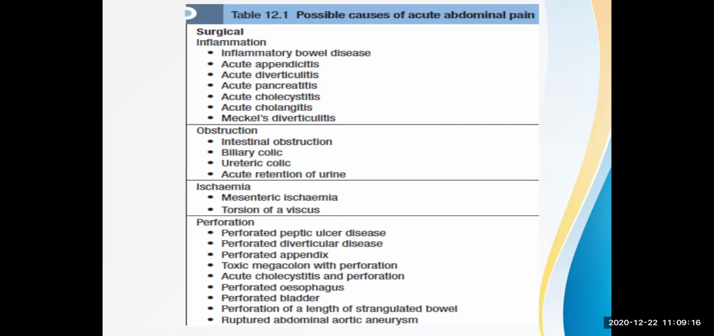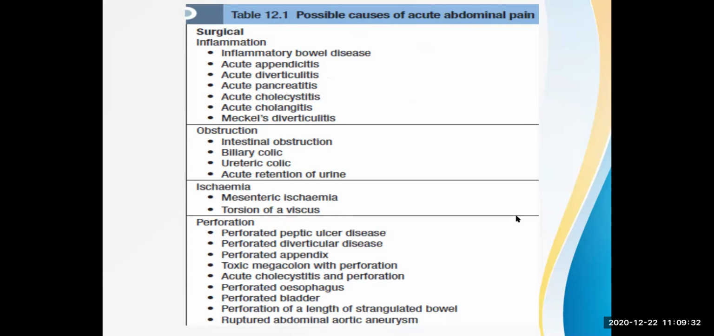Okay, can you answer me? Which are the examples which can be twisted? Yes, sigmoid colon on its mesentery. Excellent answer. Sigmoid colon can be twisted on its mesentery.